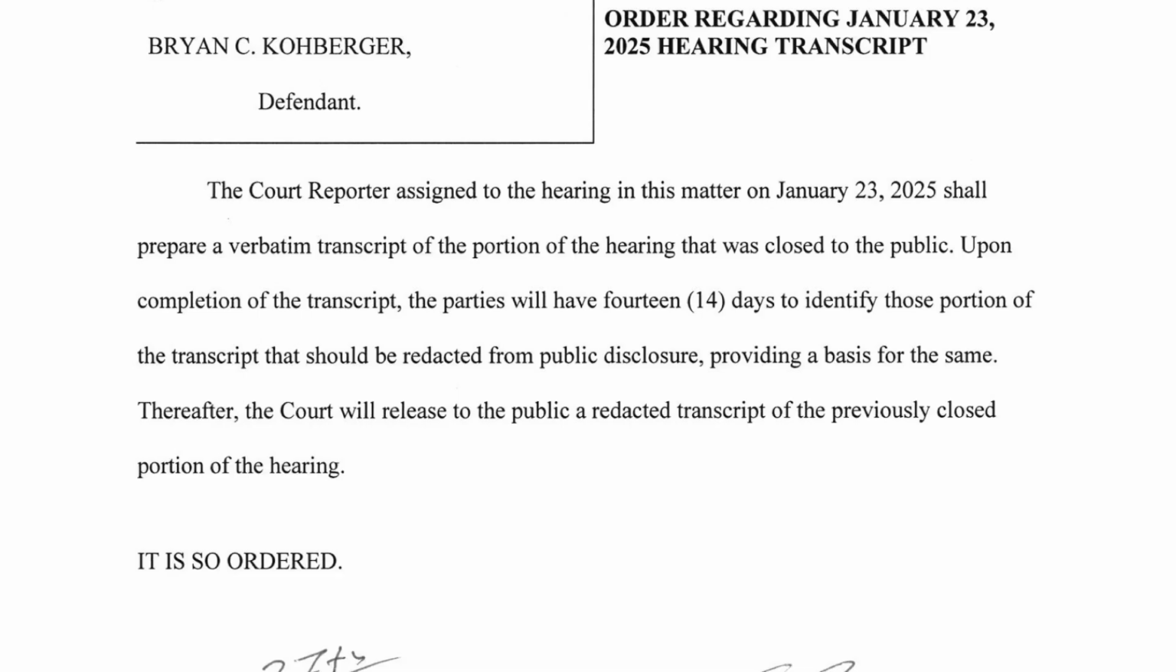Both sides were given 14 days to get to Judge Hippler whatever parts of the transcripts, including witness testimony that morning, they requested be sealed from the public, but the caveat being Judge Hippler was requiring a reason why anything that the state or the defense was seeking to have suppressed, kept off, redacted from the transcript, why it would be redacted from the transcript.